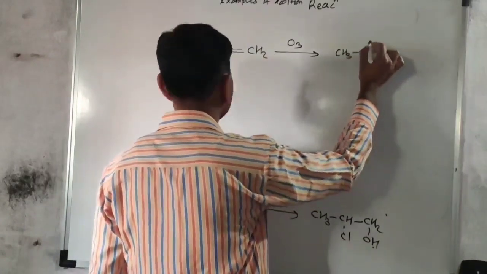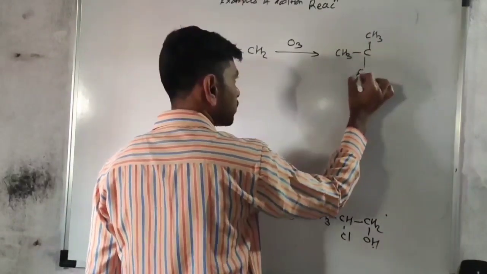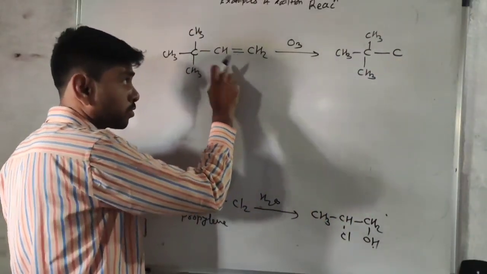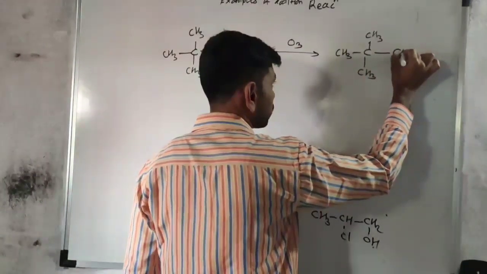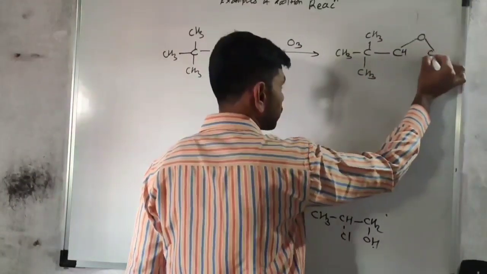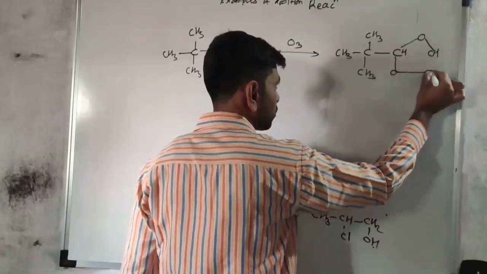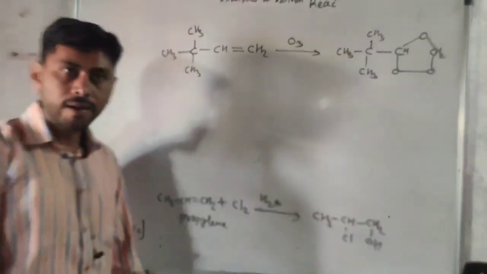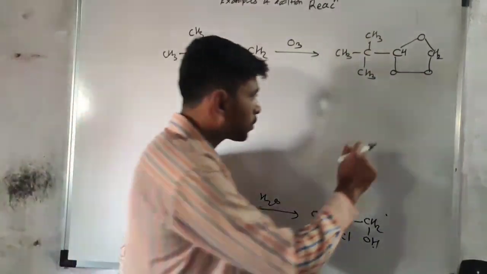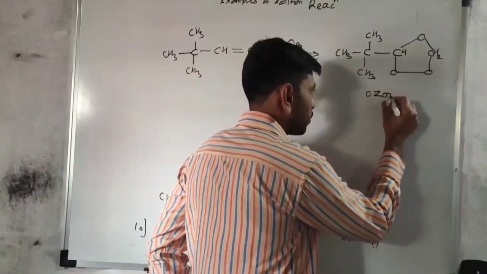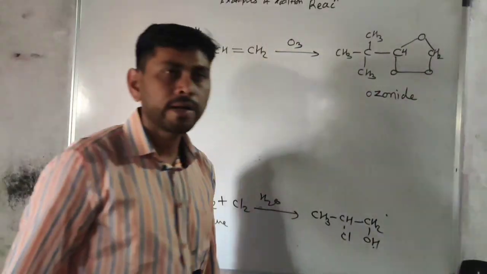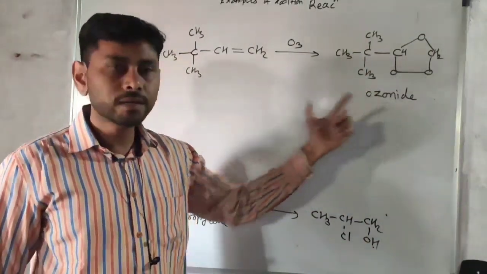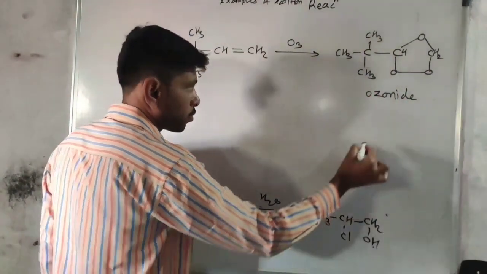across the double bond, and we get one compound where the double bond is removed from here. So CH, oxygen added first, second oxygen, third oxygen. So these oxygens are added here, and this compound obtained, we call this compound ozonoid. Monoozonide, this compound is an ozonoid compound. So we obtain ozonoid as an intermediate compound.